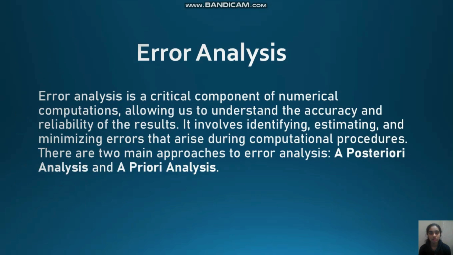Error analysis. Error analysis is a critical component of numerical computations, allowing us to understand the accuracy and reliability of the results. It involves identifying, estimating, and minimizing errors that arise during computational procedures. There are two main approaches to error analysis: a posteriori analysis and a priori analysis.